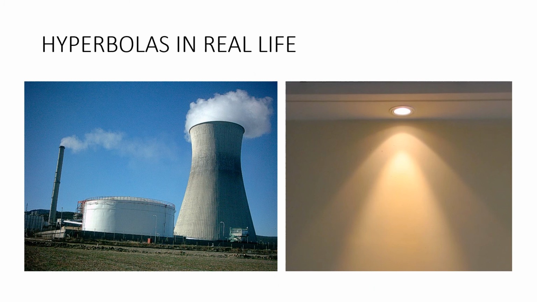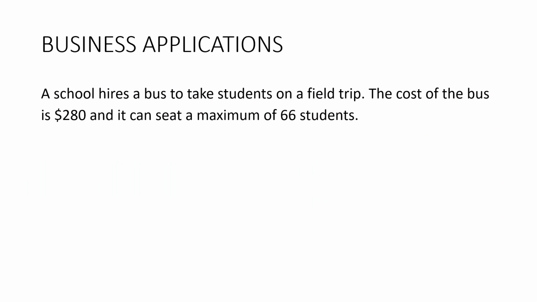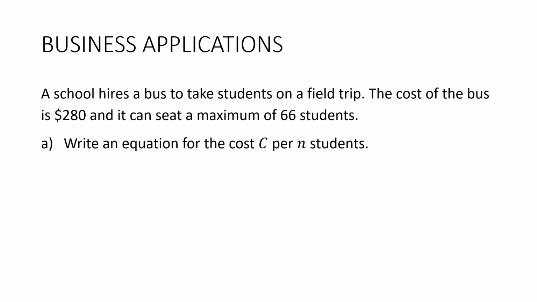Now hyperbolas do occur in real life, and we find them both man-made and naturally occurring. So this smoke chimney here is hyperbolic in shape, and so is this light falling onto the wall. It's falling in a series of hyperbolas actually. But most of the applications are going to be business applications, like this one. A school hires a bus to take students on a field trip. The cost of the bus is $280, and it can seat a maximum of 66 students. Write an equation for the cost per n students.